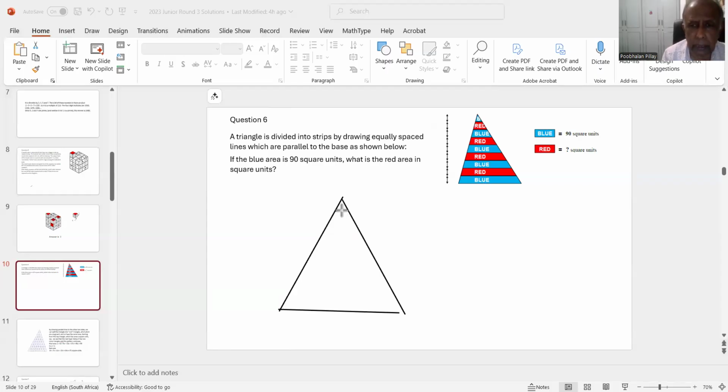Okay, so you have a single triangle here. Next line, I can repeat this triangle. If I draw a line parallel here, and this way I draw a line parallel, then I've got 4 congruent triangles. They are all exactly the same. So the top one is 1. The next area is 3.